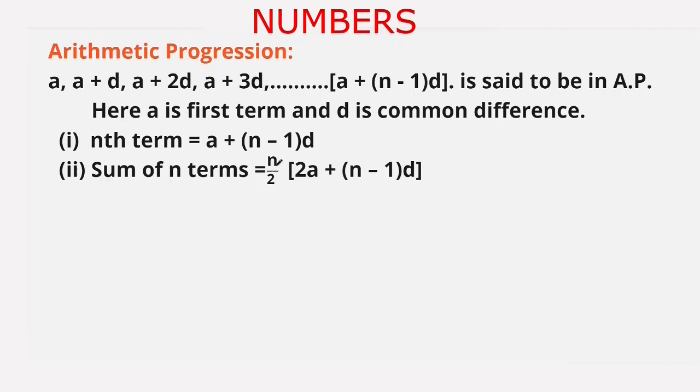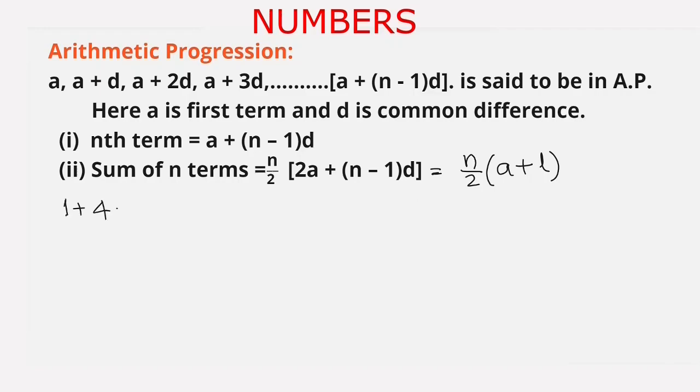And sum of n terms is equal to n by 2 into 2a plus n minus 1 into d. This can also be written as n by 2 into first term plus last term, as 2a plus n minus 1 d can also be written as first term plus last term. Now we will understand these two formulas by two quick examples.